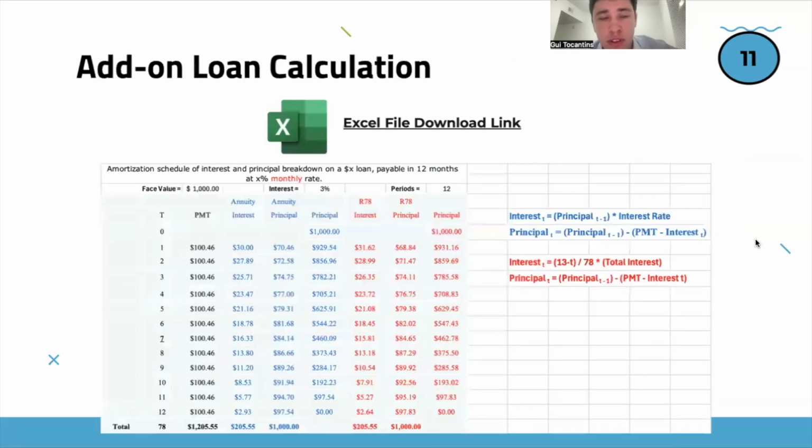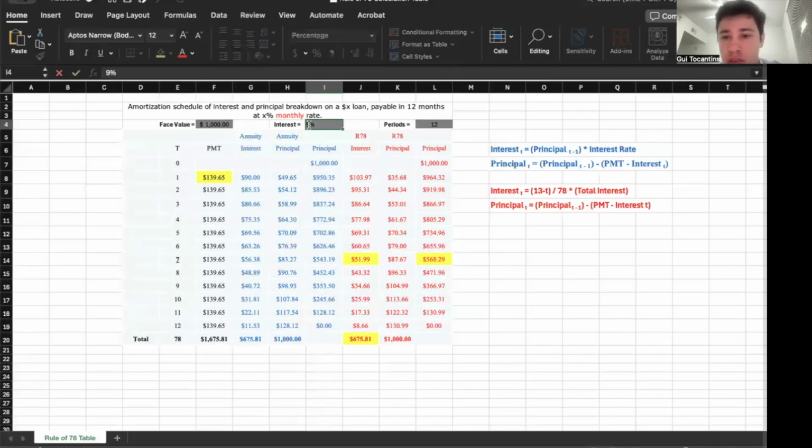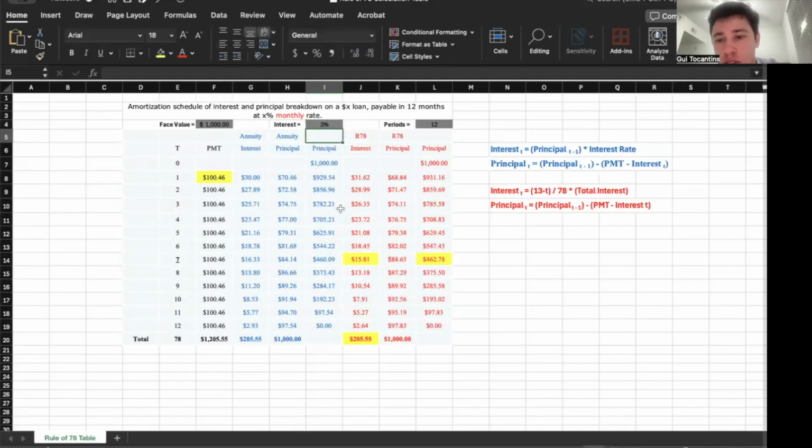And then actually moving on here, I made a custom Excel sheet that you can download on this link, which I'm going to show right now and lets you play around with a scenario of a loan calculation. The rule of 78 is a method used to calculate interest on short-term loans by front-loading the interest.